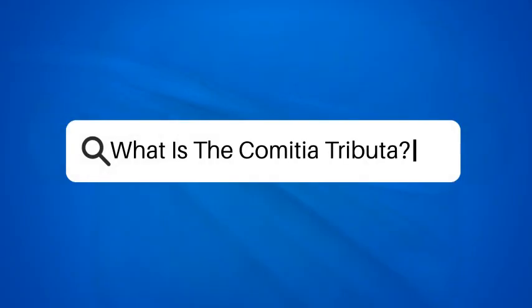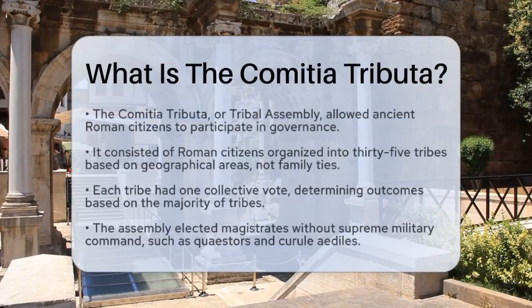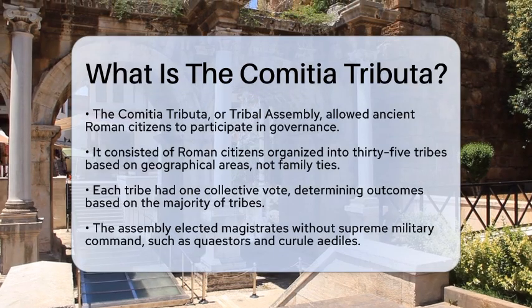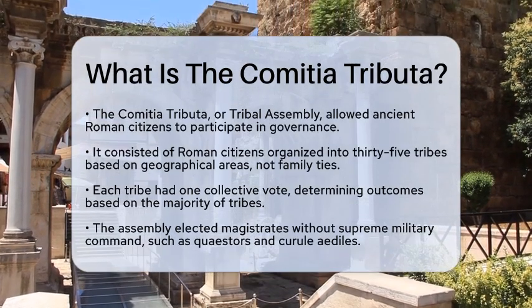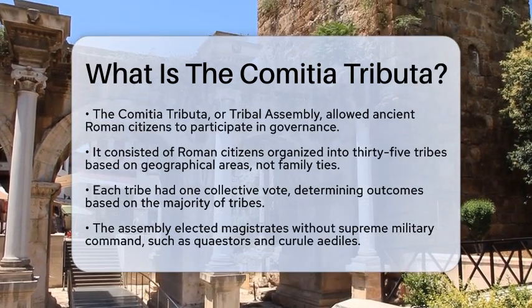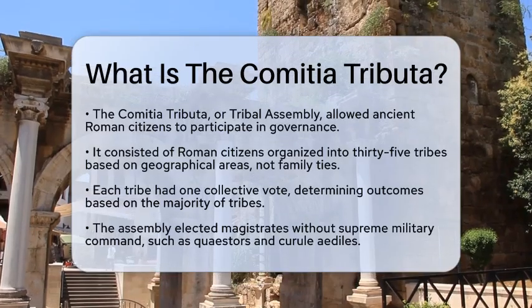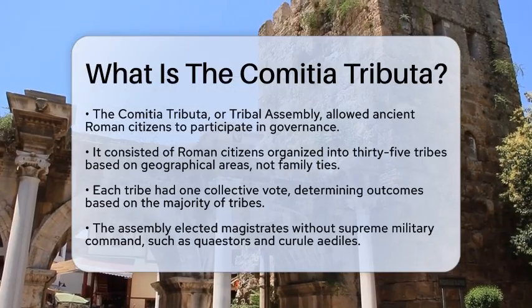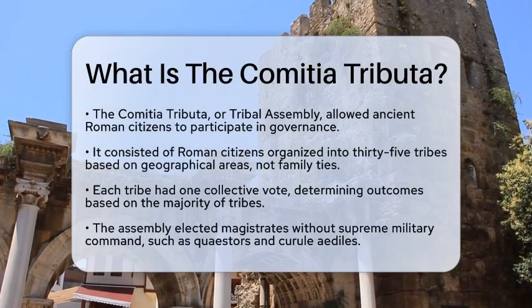What is the Comitia Tributa? Have you ever wondered how the citizens of ancient Rome had a say in their government? One of the key ways they did this was through the Comitia Tributa, also known as the Tribal Assembly. This assembly was a vital part of Roman governance, allowing citizens to participate in decision-making.